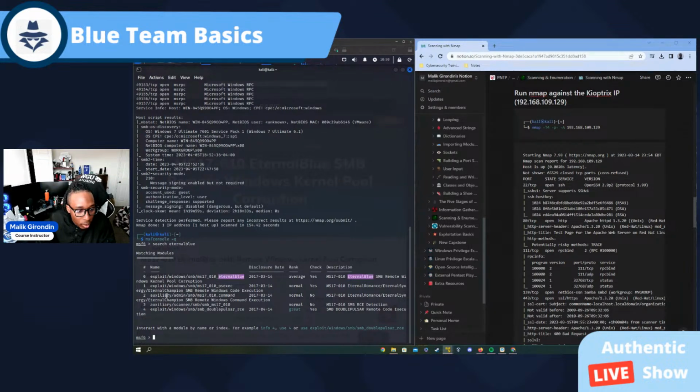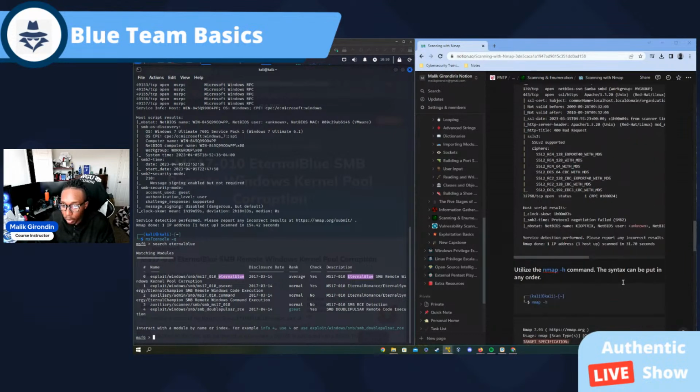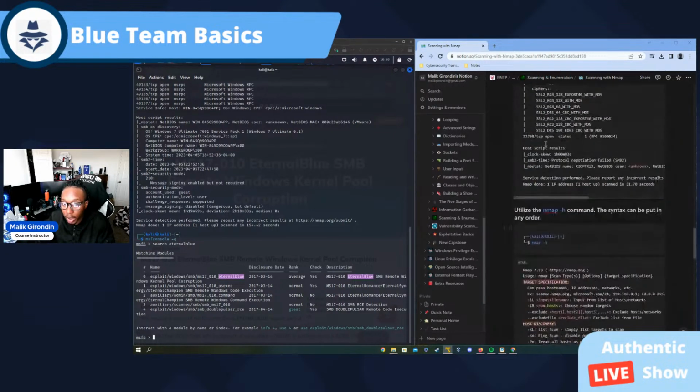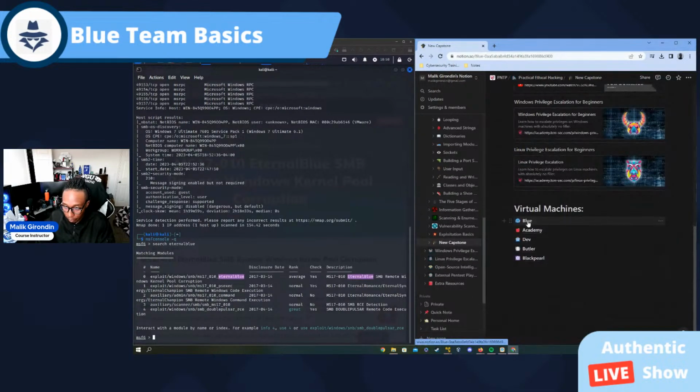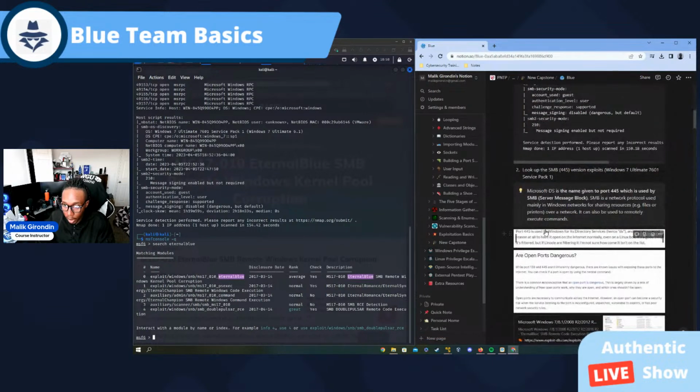I want to do an auxiliary scan. I want to see if this is actually vulnerable. And I got my notes right here to help me out. Actually, this is the wrong slides. We're going to go back to blue. Got my notes right here to help me out. And I always have notes.